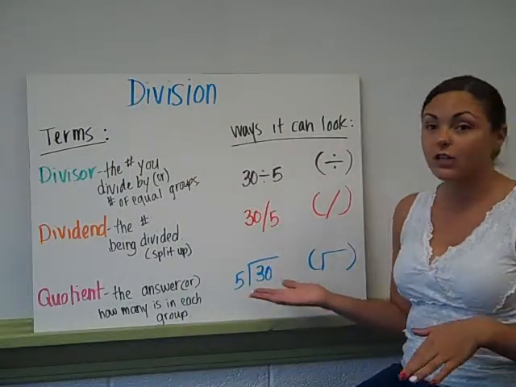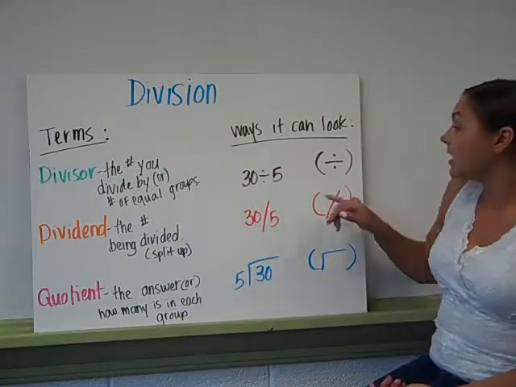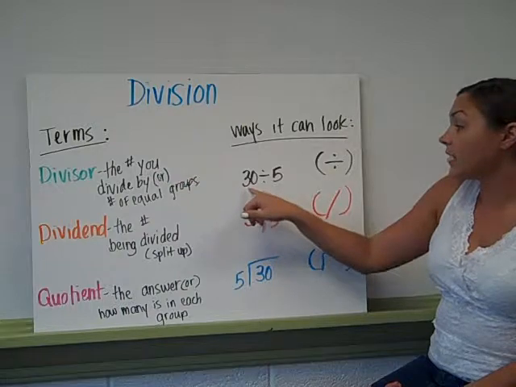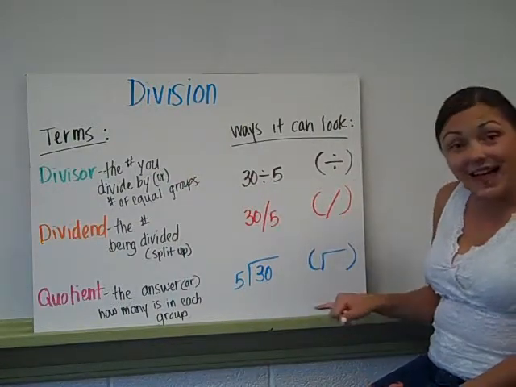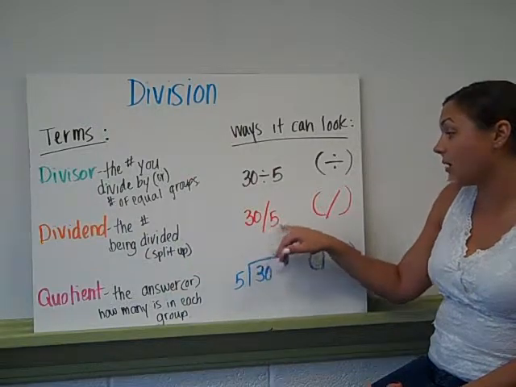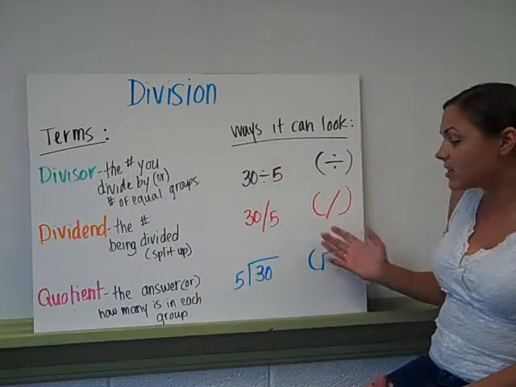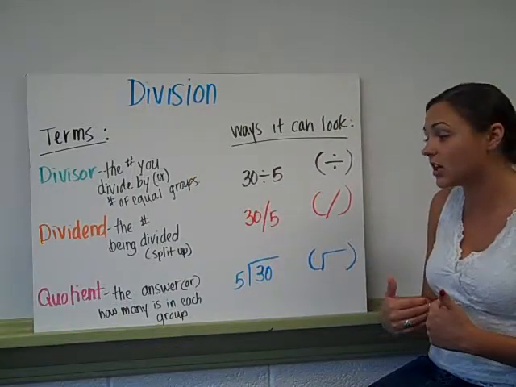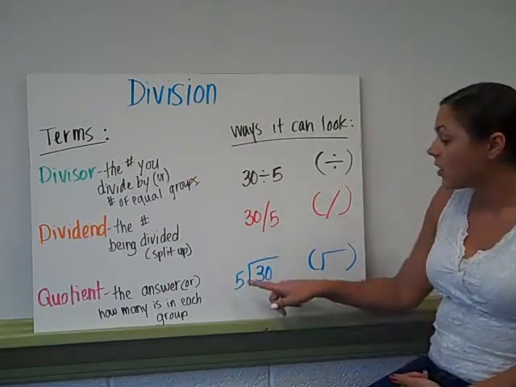Division can look different when you see it in computation form. It can be in one of these 3 ways. It can have a line with a dot on the top and the bottom, and that's read 30 divided by 5. It can have a slash, and it's read 30 divided by 5. Or it can have this little corner box. This one is a little bit different, but this is the one we're going to use most of the time when we do division, especially when we get into long division in a few weeks.